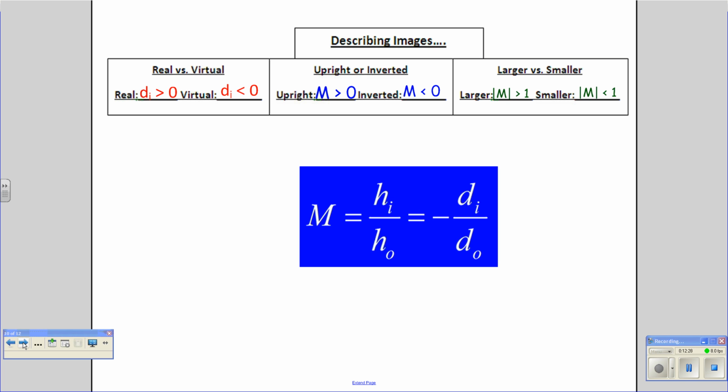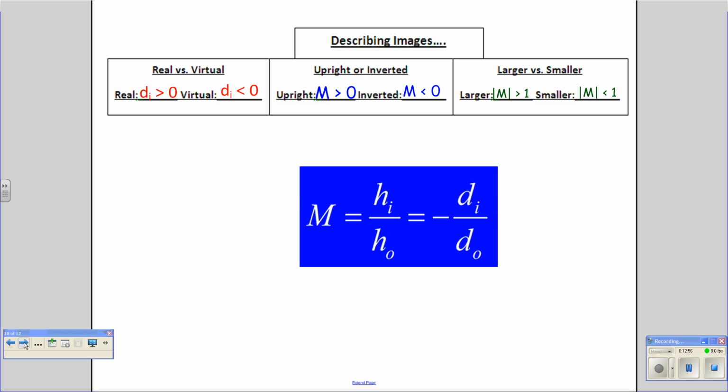Now, larger or smaller? Is it going to make the object bigger, or is it going to make the object smaller? Okay, if you take the absolute value, so you ignore the negative or positive. The negative or positive only tells you whether it's upright or inverted. It has nothing to do with whether it's bigger or smaller. So you take the absolute value. If the absolute value is greater than 1, it's larger. If your absolute value is less than 1, it's smaller.